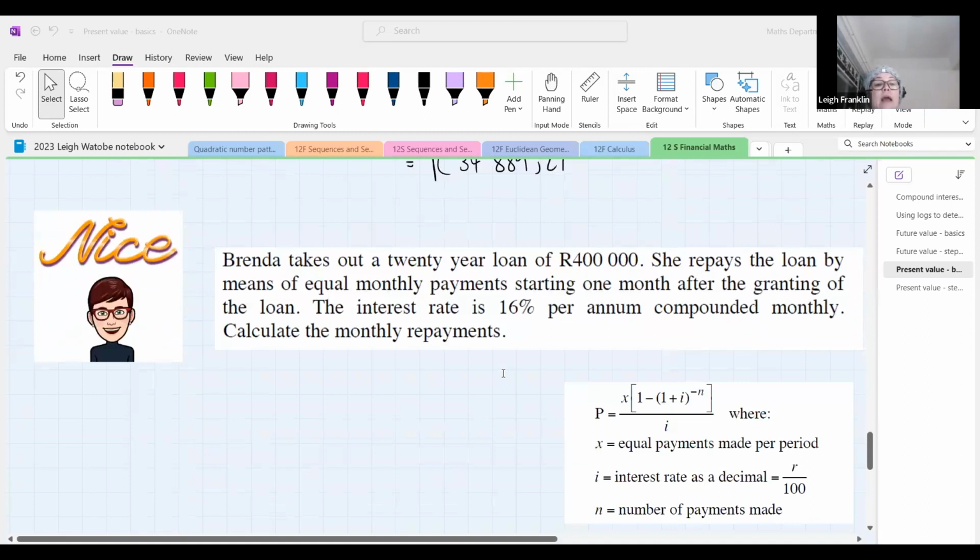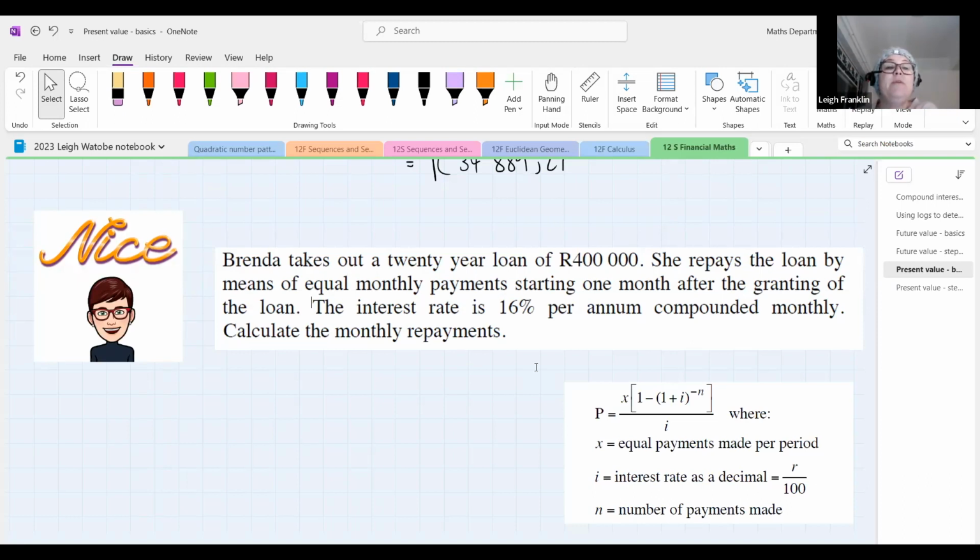Let's go and have a look at this question over here. This one's not meant to be that difficult. We're just calculating something different. Brenda takes out a loan of 400,000 Rand. She repays the loan by means of equal monthly payments starting 1 month after the granting of the loan. So there's no need for the loan to grow. She's paying monthly, and she's starting to repay after a gap of 1 month. The interest rate is 16% per annum compounded monthly. Calculate the monthly repayments. So what are they asking us to calculate in this question?